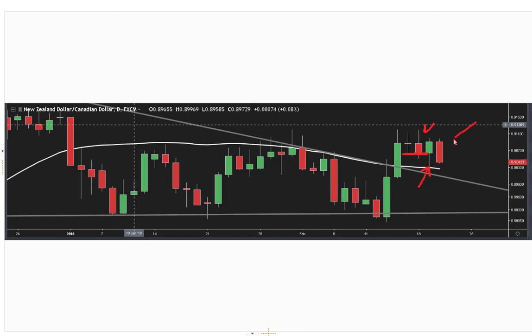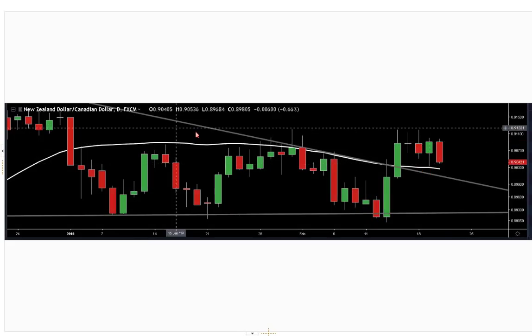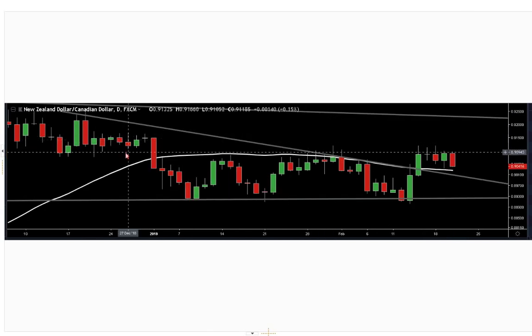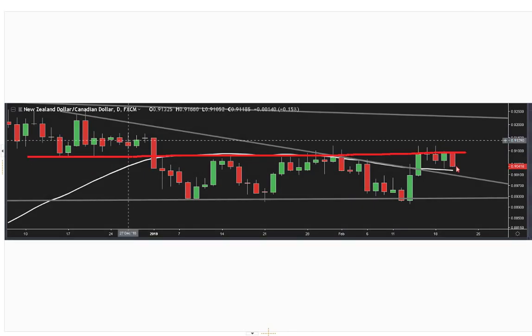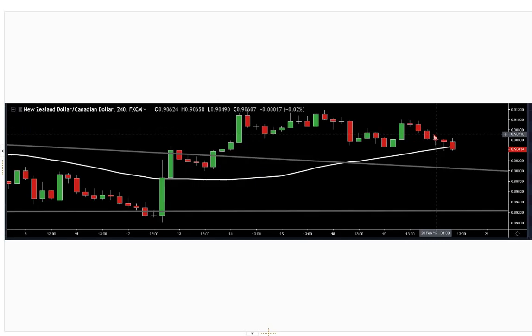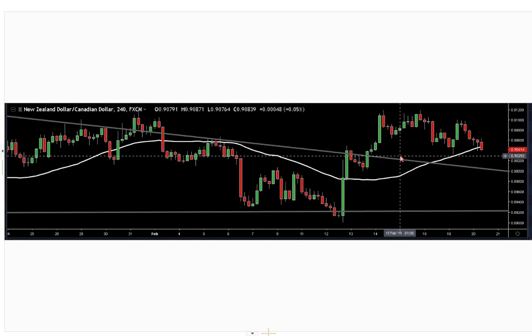But now we start seeing some weakness here on the New Zealand CAD. So this trade, which was originally down a little bit, is now actually up about a couple pips. So we'll see what happens. I'm hoping for this thing to get rejected over here, right into this resistance area, and I'm hoping for this thing to start pulling right back down. So if I go on a 4-hour chart, you'll see it a lot more clearly.